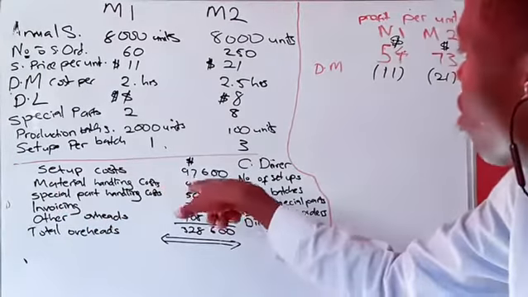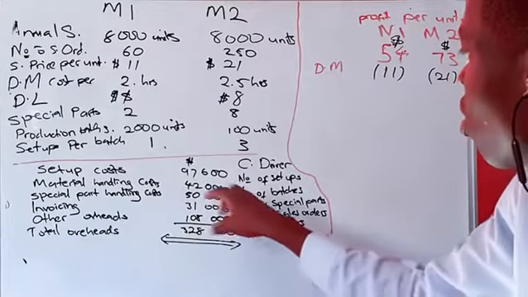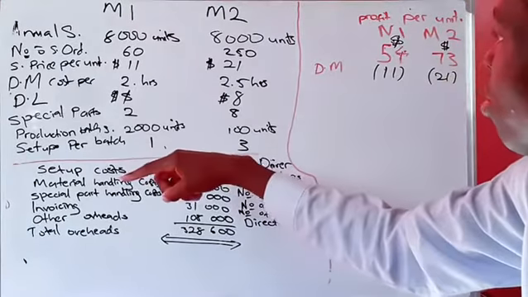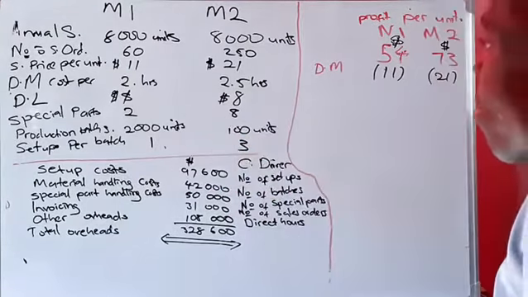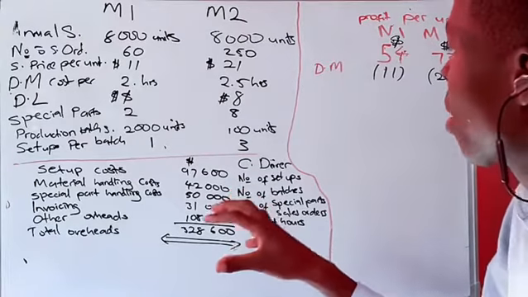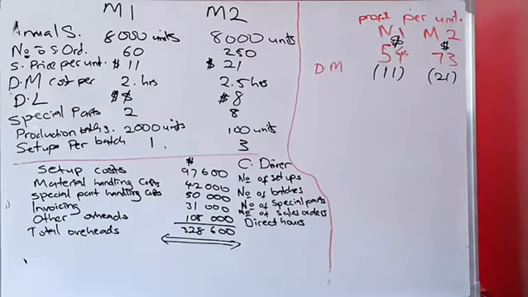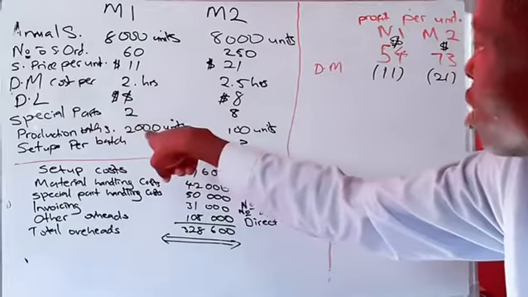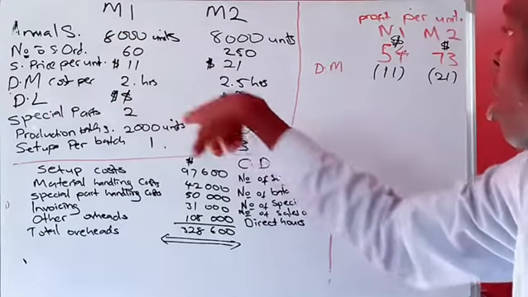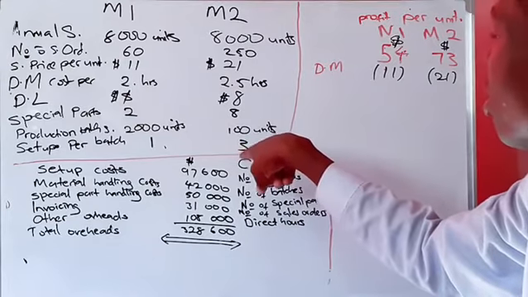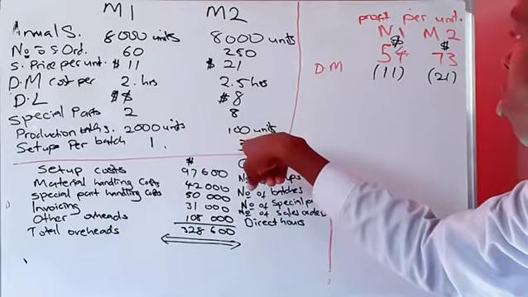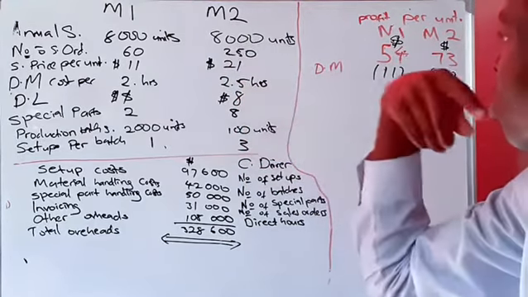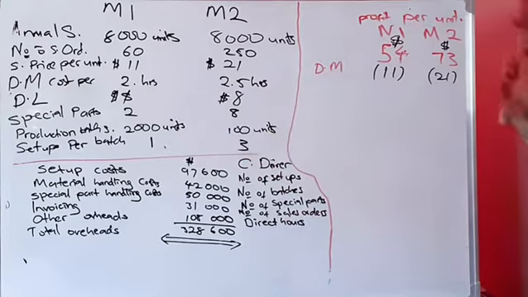We have setup costs of 97,600, driven by the number of setups made. In M1 we have one setup per batch, and in M2 three setups per batch. Let's find out how many setups we had on the whole project. One setup times 4, because a batch is 2,000, so it's four setups in 8,000 units. Here it's 3 setups per batch of 100, so 8,000 divided by 100 is 80, times 3.